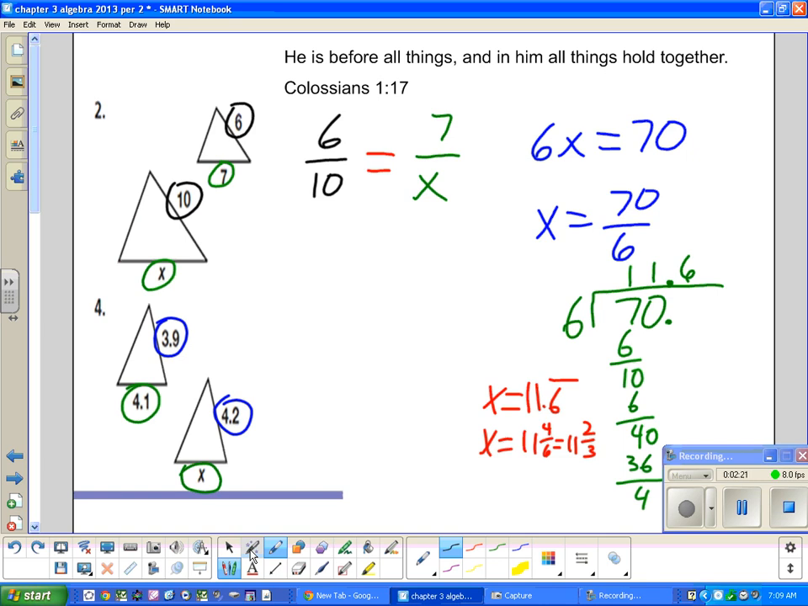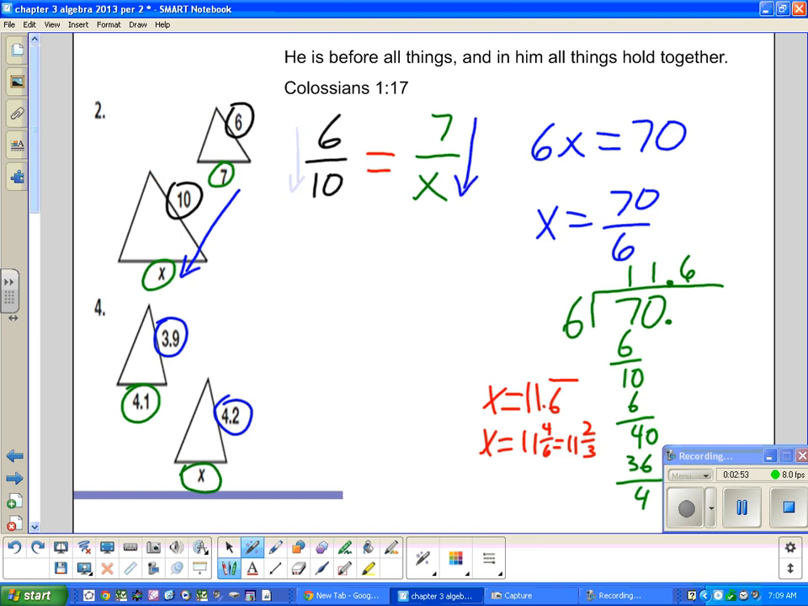We have the two triangles drawn here, and I circle the similar sides. The 6 is on this side of the triangle, and the 10 is on this side. So I put 6 is to 10. So my direction is 6 is to 10, and my fraction over here, 6 is to 10. And then we're going to go the same direction with the green circle. 7 is to x, 7 is to x.